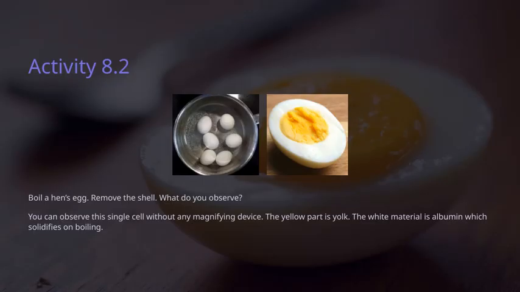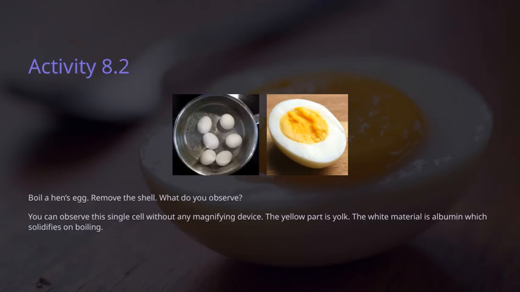Let's move on to Activity 8.2. First, you'll need to boil a hen's egg and then carefully remove the shell. Now, what do you observe? Interestingly, you can actually see this single cell with the naked eye without any magnifying device. The yellow part you see is the yolk, which is the main source of nutrients for the developing embryo.